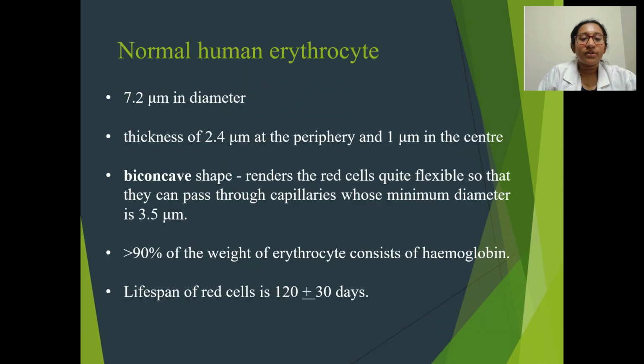Next, coming to the normal human RBC morphology, it is generally 7.2 micron in diameter with a thickness of 2.4 micron at the periphery and 1 micron in the center. The shape of the normal mature RBC is biconcave. Because of this shape, it helps the RBCs flex, and it makes it easier for the RBCs to pass through the capillaries. And the lifespan, like we have already discussed, is around 120 days.